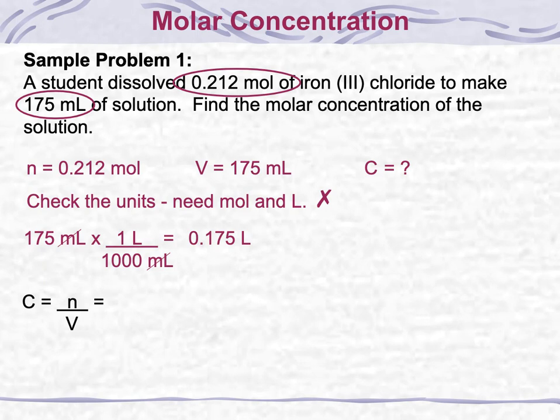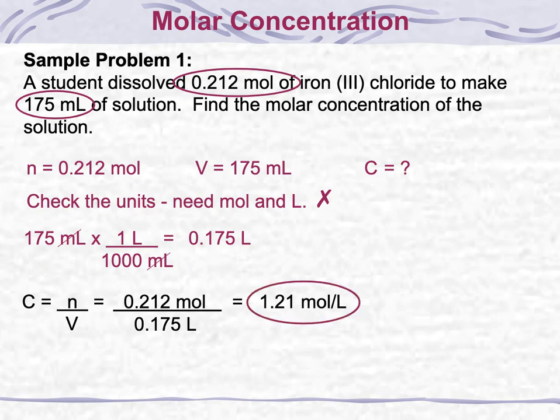Now that we have moles and liters, we can go ahead and calculate the concentration using the formula of n over V, 0.212 moles over 0.175 liters, which gives us an answer of 1.21 moles per liter. So that is the molar concentration of the solution that the student created.